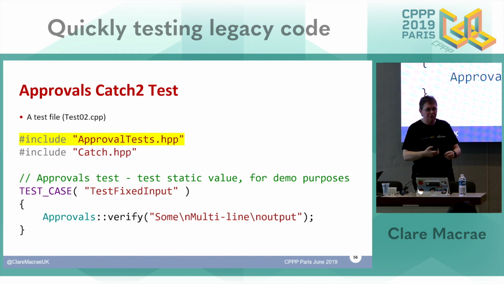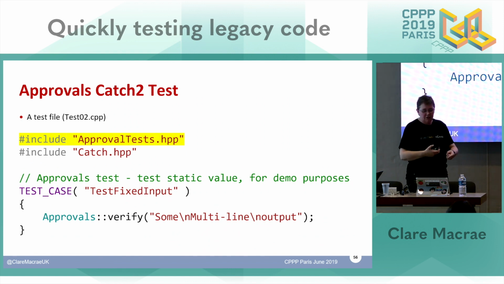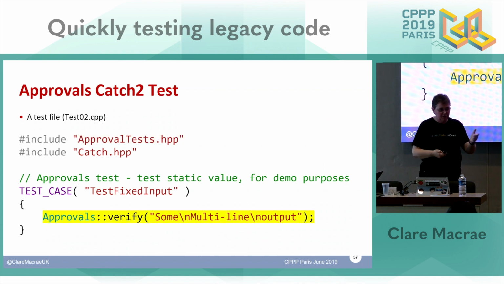Moving on now to an approvals test in Catch. Exactly the same #include Catch as before, but now you need to include the approval tests header as well. And you'd have the same TEST_CASE line with the test name, same kind of idea. But the approvals vocabulary is that you're verifying something, you're verifying the state of some object. So, Approvals::verify.